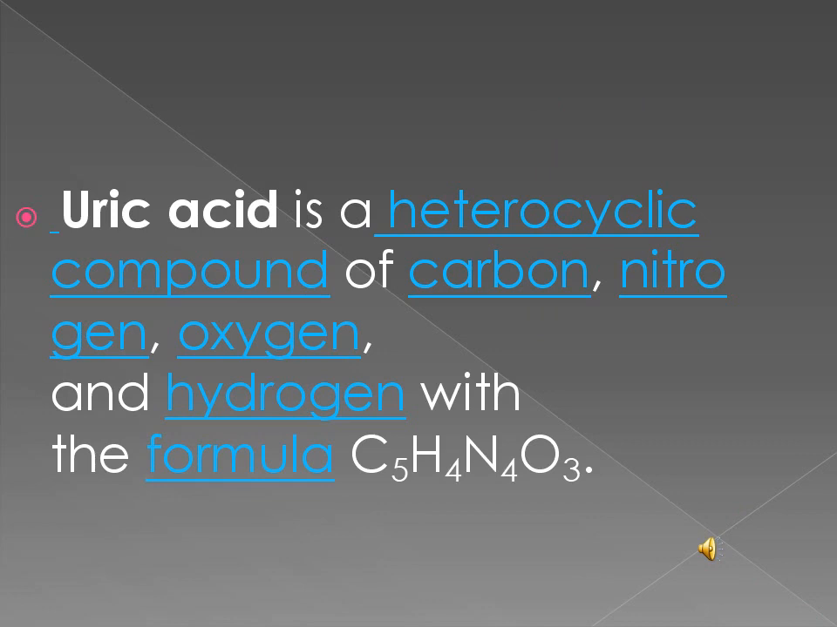The structure of uric acid. Uric acid is a heterocyclic compound of carbon, nitrogen, oxygen and hydrogen, with the formula of 5 carbon atoms, 4 hydrogen atoms, 4 nitrogen atoms and 3 oxygen atoms.